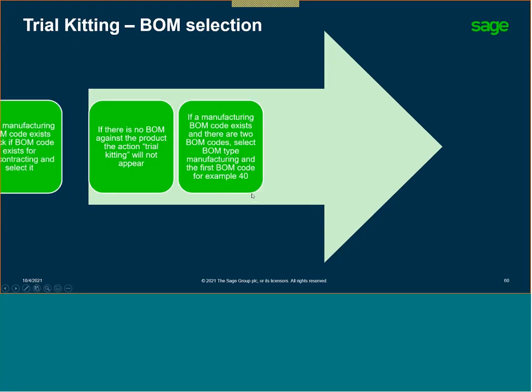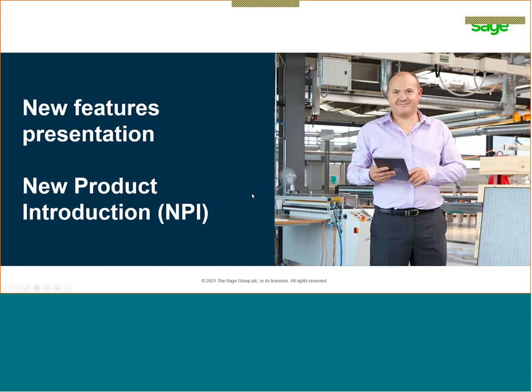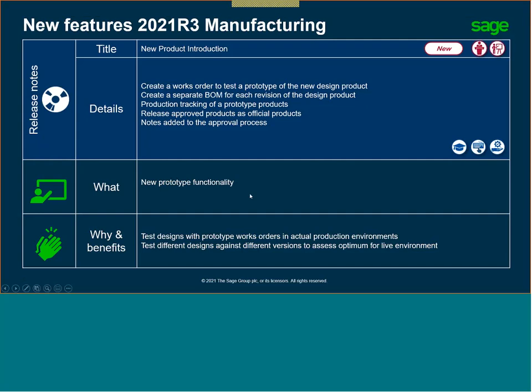You've seen this bit before, so I won't show you again. And this is where quite a lot of development work has gone into. So we at Sage have put a lot of work into the new NPI functionality. The key element around this is the fact we can now create a prototype works order.